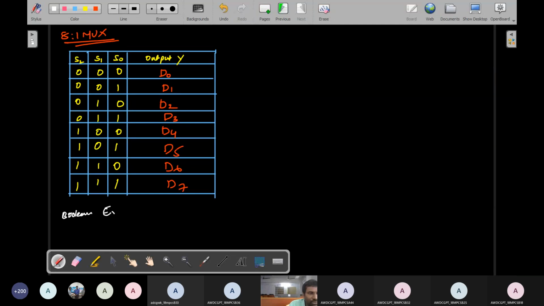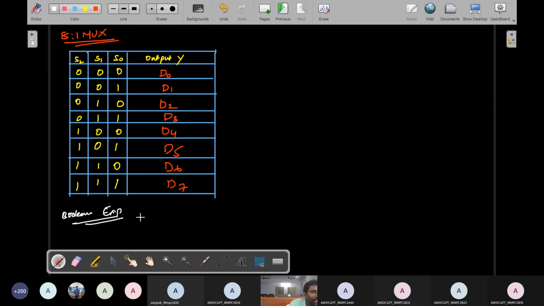Okay, so here see, these are the selecting lines and these are the output. The output always shows only one. Understand, output always shows only one. So therefore for D0, all are 0, meaning all are complemented: S0 bar, S1 bar, S2 bar into D0. So this is the first Boolean expression, and the second Boolean expression is D1, and this one is direct S0, but these two are complementary, so S1 bar, S2 bar.